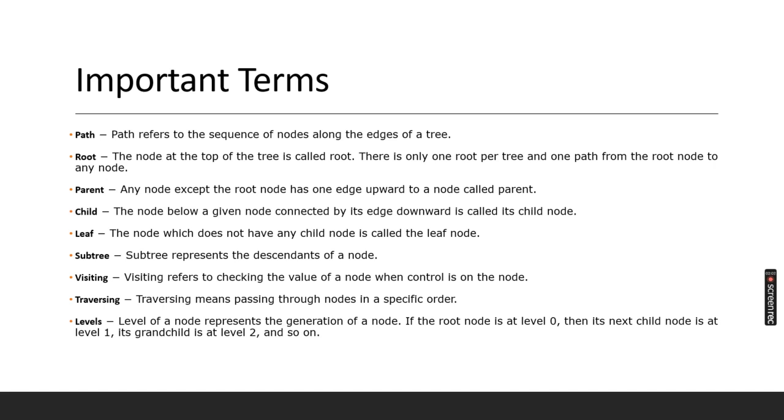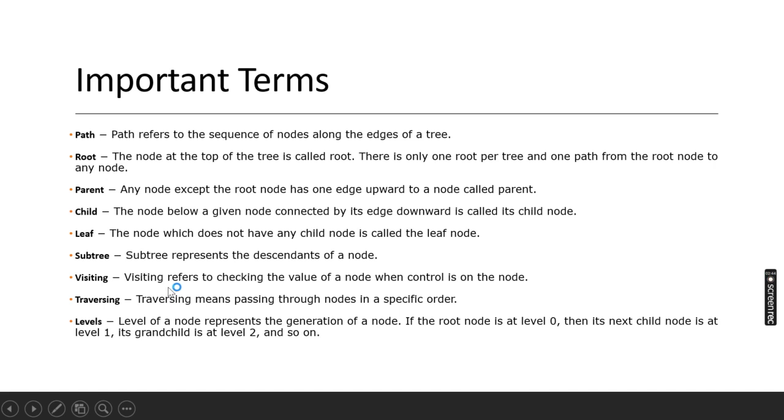data structure. Path: path refers to the sequence of nodes along the edges of a tree. Root: the first node of the tree is called the root. There is only one root per tree, and one path from the root node to any node. Any node except the root node has one edge upward to a node called its parent. Child node: the node below a given node, connected to it, is called a child node. The node which does not have any child is called a leaf.